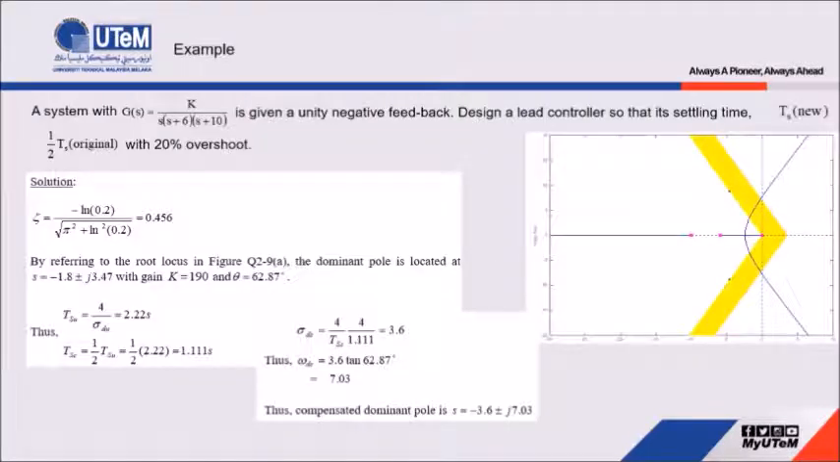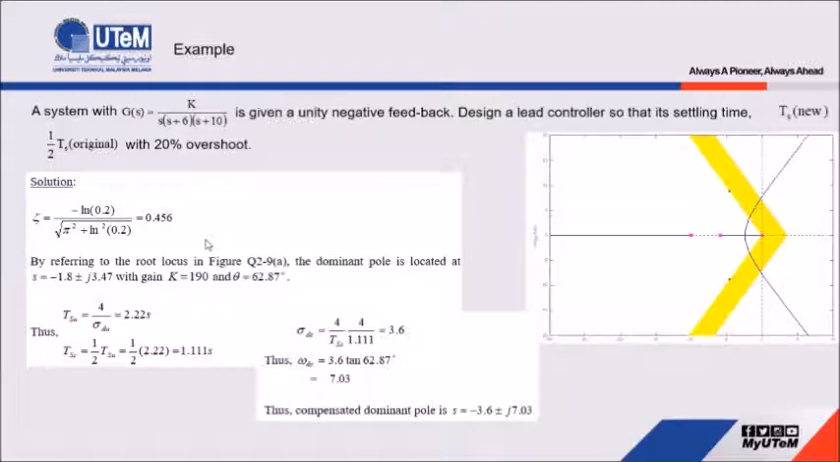Now let us look at this example. In this example, we have to design a lead compensator for a system with G(s) equal to K divided by s times (s plus 6) times (s plus 10). The design objective is to improve the settling time by a factor of 2. That means we have to reduce this Ts, and at the same time, the overshoot of the system should be 20%. In order to solve this problem, first we have to find the dominant pole so that the overshoot for the system is 20%.